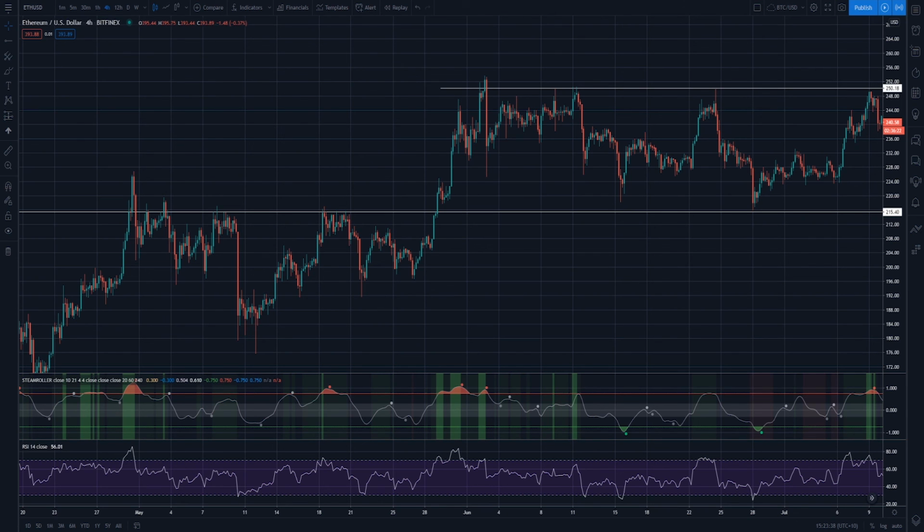Excellent. So there you go. That's a pretty brief introduction to horizontal support and resistance. Now, you might have also heard the same term being used for diagonal levels of support and resistance, which we'll get into in the next video.